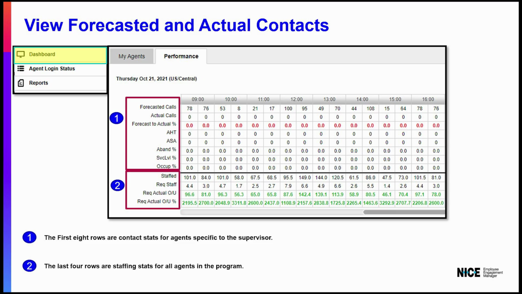REQ staff is the forecasted number of agents required. REQ actual O/U is the difference between the number of agents required and the number of agents staffed, and REQ actual O/U percentage is the difference between the number of agents required and the number of agents staffed expressed as a percentage.